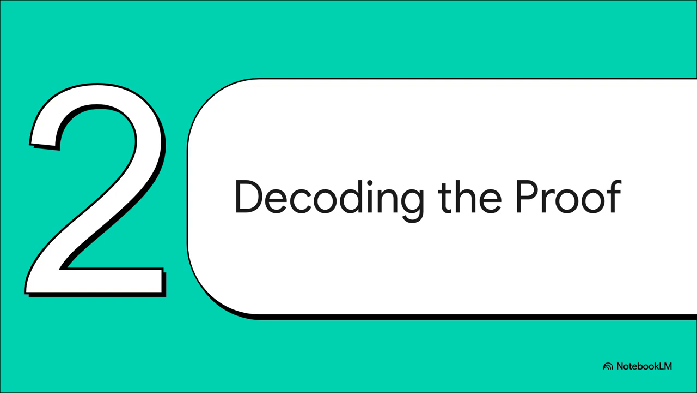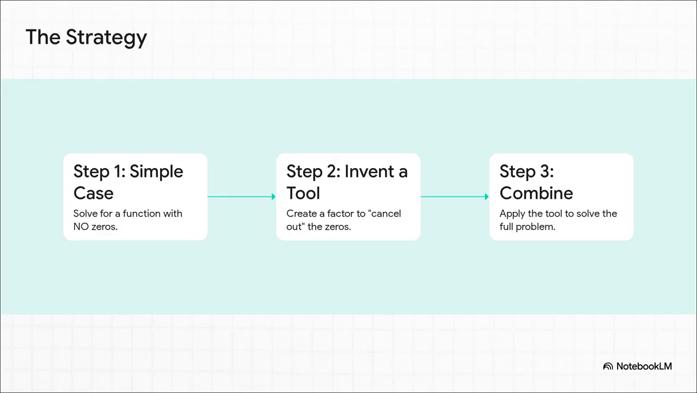Okay, so we've got the lay of the land. But how in the world do we prove that this incredible balance is actually true? Well, let's walk through what has to be one of the most clever proofs in all of mathematics. The strategy here is just brilliant. It's a classic three-step game plan. First, we're going to solve a much easier version of the problem. We'll look at a function that has no zeros at all. Then, and this is the really cool part, we're going to invent a special mathematical gadget to just get rid of the zeros from any function. And finally, we'll put it all together to crack the whole puzzle wide open.